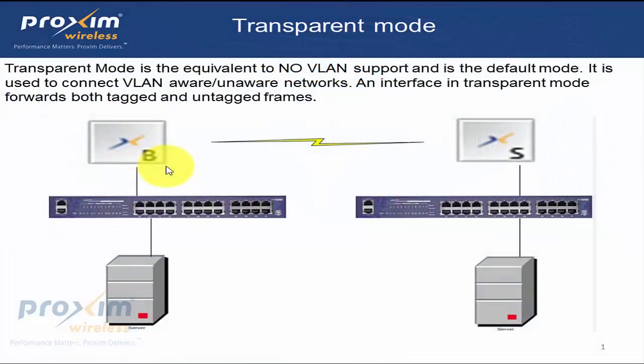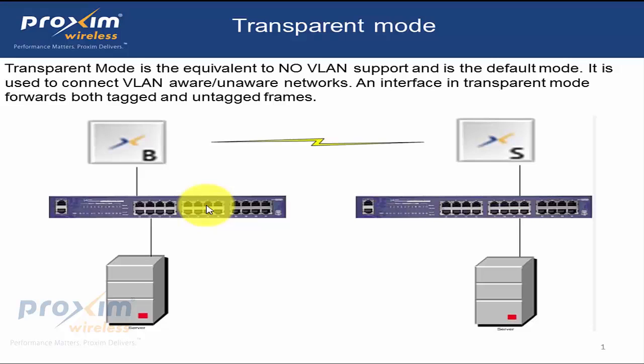Transparent mode is the equivalent to no VLAN support and is the default mode for the QuickBridge and MP radios. It is used to connect VLAN aware and unaware networks. An interface in transparent mode forwards both tagged and untagged frames. So if we look at a diagram here, we have a Tsunami multipoint. We have a base station and satellite. They are in transparent mode.